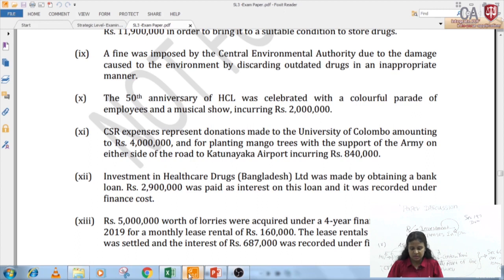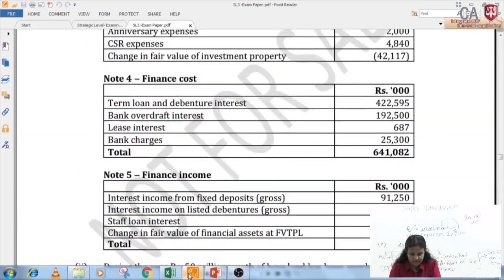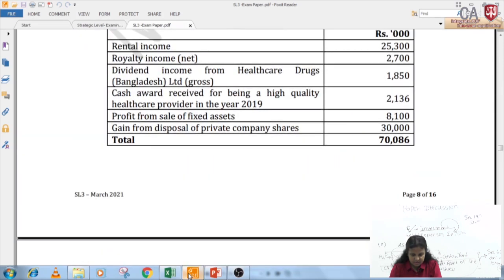Now, if we go to the other operating income, there is a dividend income from Healthcare Drugs, 1,850. Now, we have made the investment in Healthcare Drugs, invested in shares. Due to those shares, I have received the dividend income. Since I have a holding percentage of more than 10, this is exempted for me. It has been given in the preceding information.